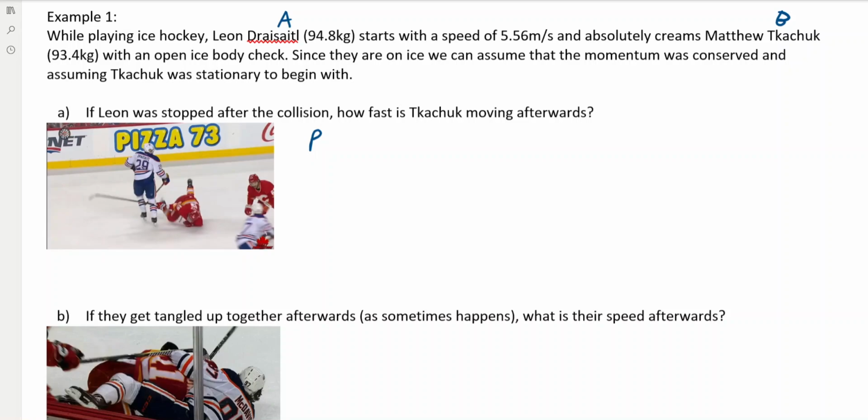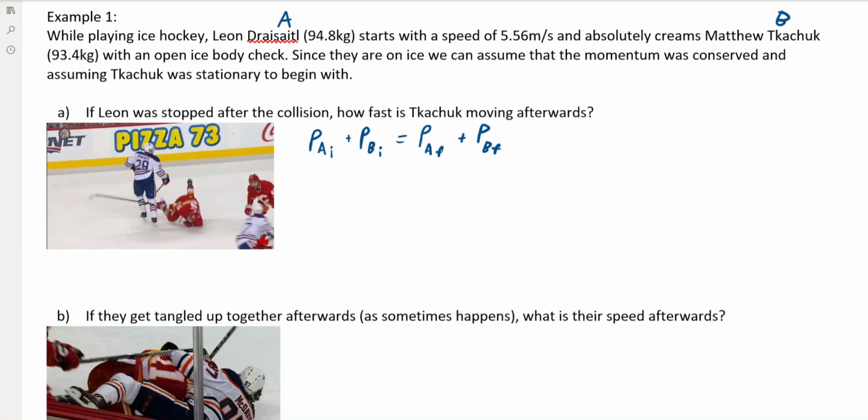So P of A initial plus P of B initial equals P of A final plus P of B final. So the sum of all the initial momentums equals the sum of all the final momentums. What you're going to see here is we're going to be able to get rid of some things.